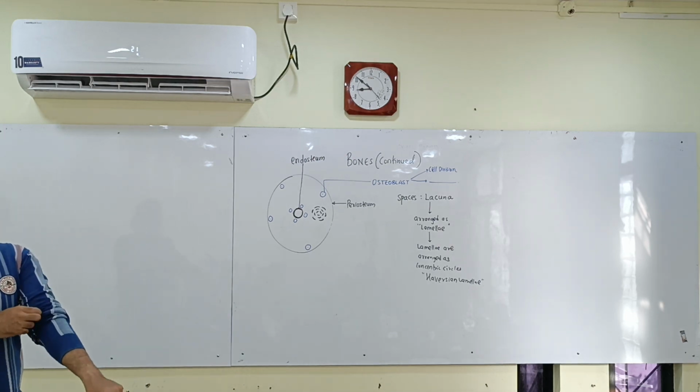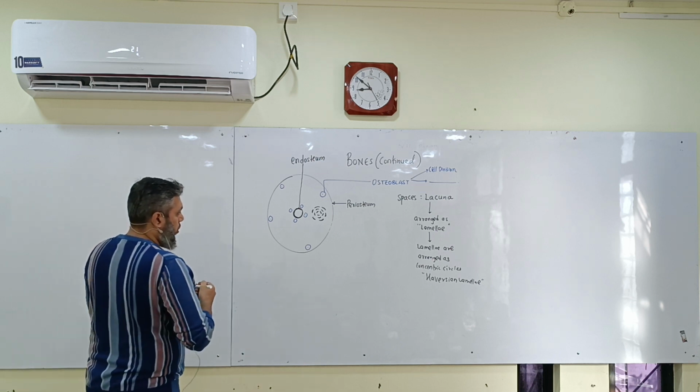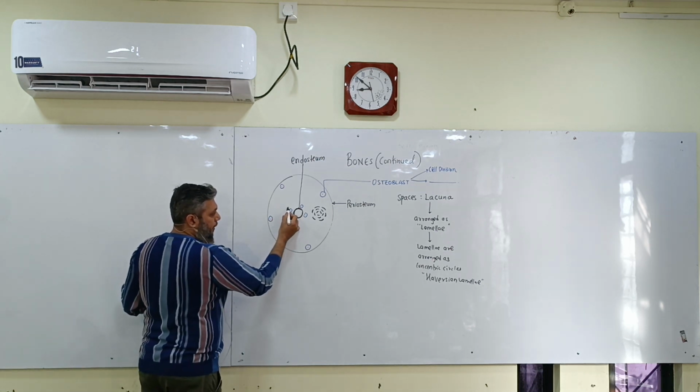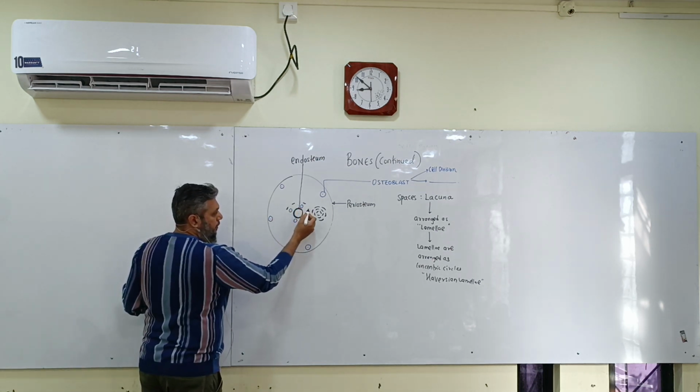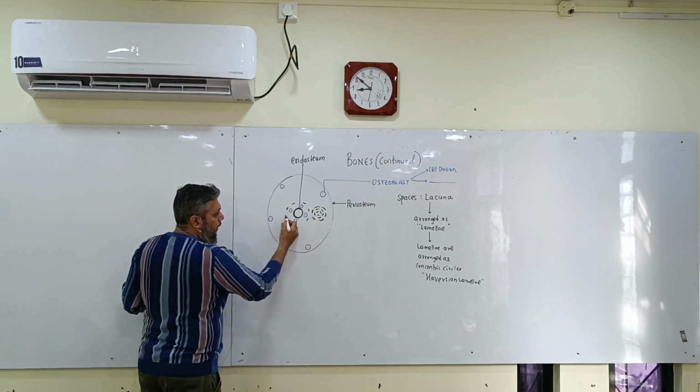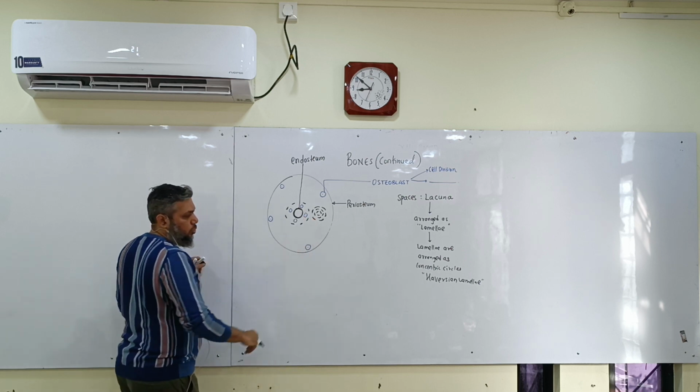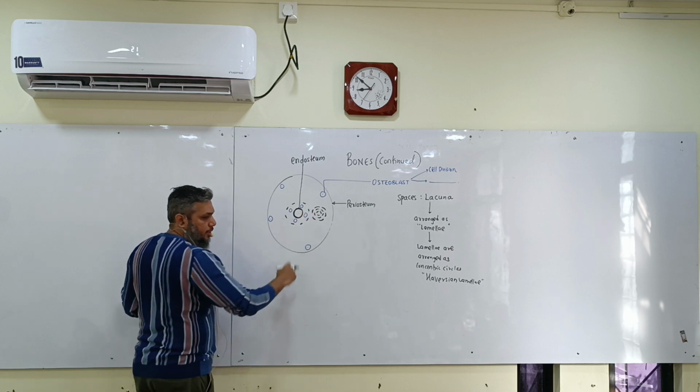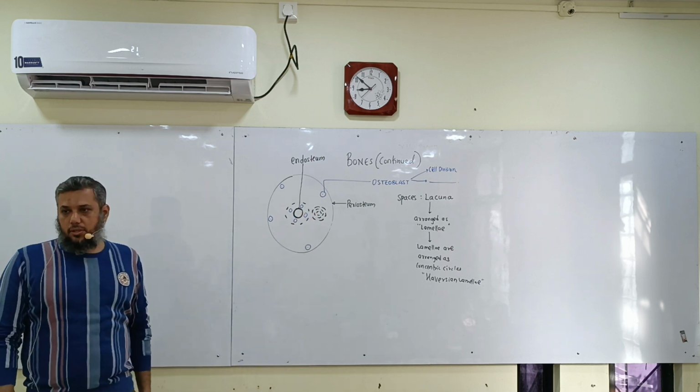Did everyone understand my point? So if I draw lamellae like this, will you call it a Haversian lamella? No, because they are not arranged one inside the another like concentric circles.